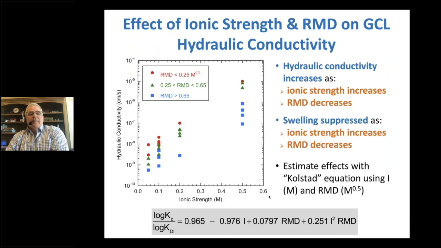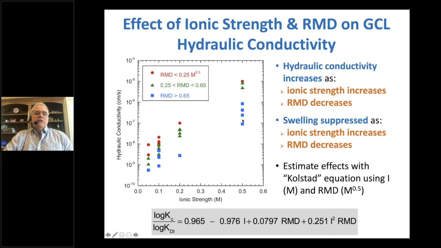And we see that there's a clear effect on hydraulic conductivity of GCLs as we change these. These are just some experiments. Actually, these were experiments that Dale Kolstad ran. I've talked to Dale for years, but he's with Barr Engineering. I talked to him today. And Dale did these experiments a number of years back where he just varied the ionic strength and varied the RMD of the solution. And as you might expect, as we make the solution more concentrated, it becomes more permeable.